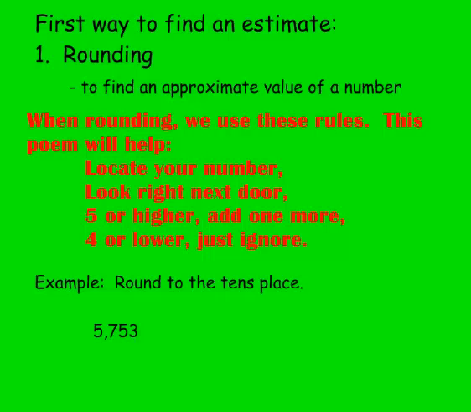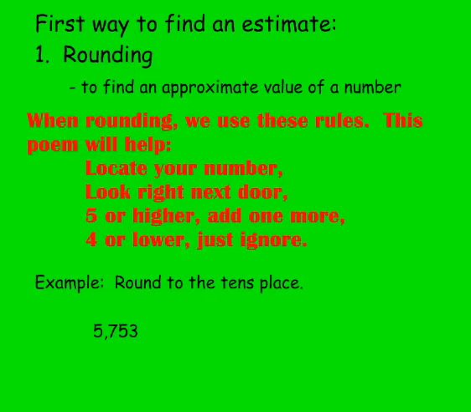To find an estimate, we're going to first look at rounding. When rounding, we're going to use these rules, and this poem will help you. Locate your number, look right next door, 5 or higher, just add one more. 4 or lower, just ignore.